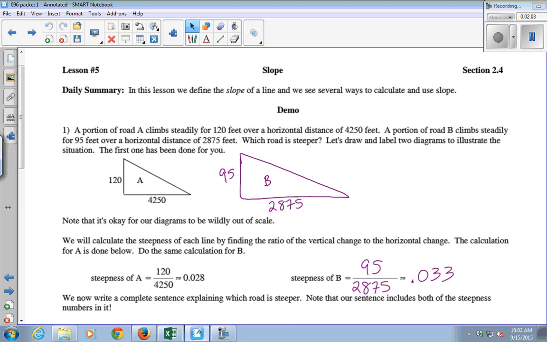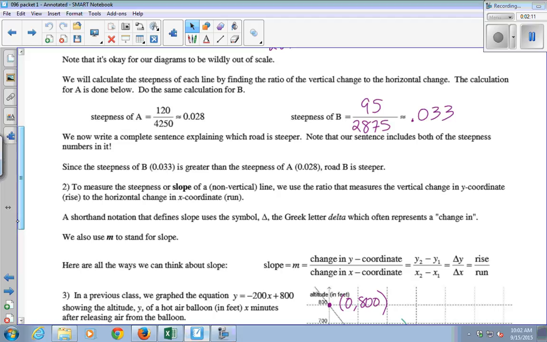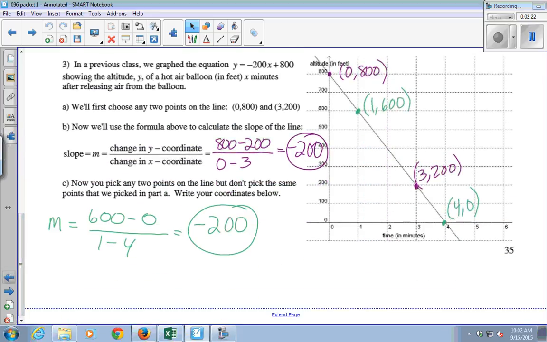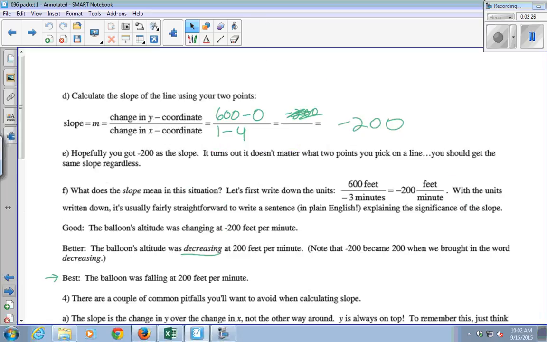Okay, so if you remember last class, we did this demo portion of lesson number 5, and we talked about slope. And slope is always change in y over change in x, right? It's always vertical change divided by horizontal change. That's how we measure the steepness of a line, and we call it slope. So this is all stuff we did last class in the demo. And we calculated the slope for that hot air balloon problem, and we used the units to analyze what the slope meant, and it said that balloon is falling at a rate of 200 feet per minute. Right, so that negative sign got interpreted as the word falling.